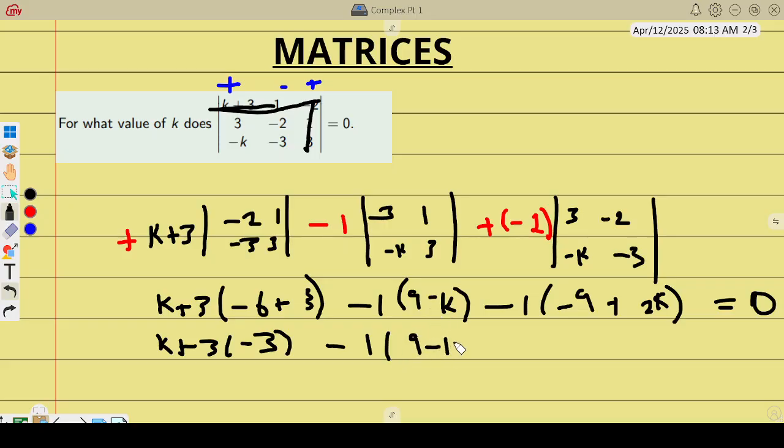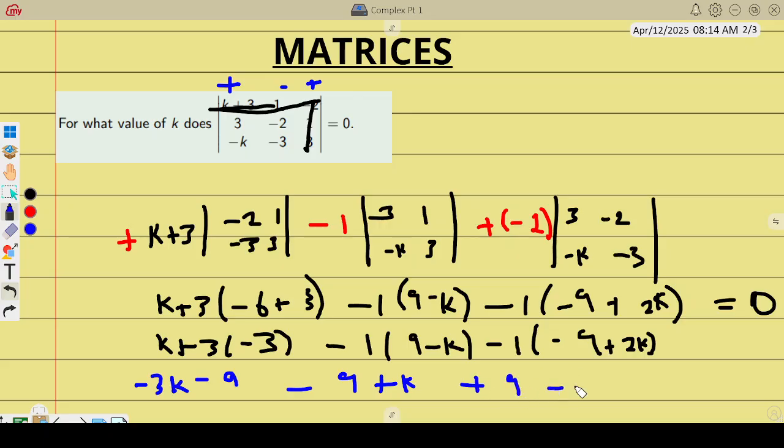This can be simplified further. This also can be simplified further. Now we open the brackets. Negative 3 times k, negative 3k. Negative 3 times 3, negative 9. Look at the mistakes. Negative 9 minus 9 plus k. And then here it's plus 9 minus 2k is equal to 0.